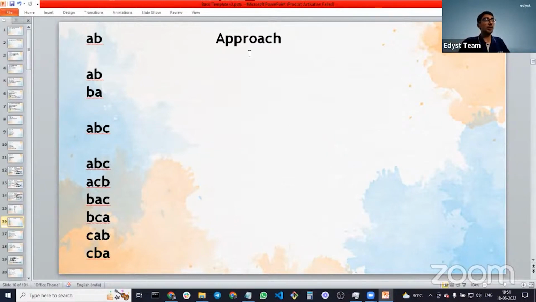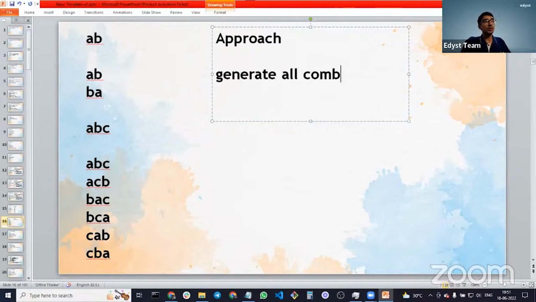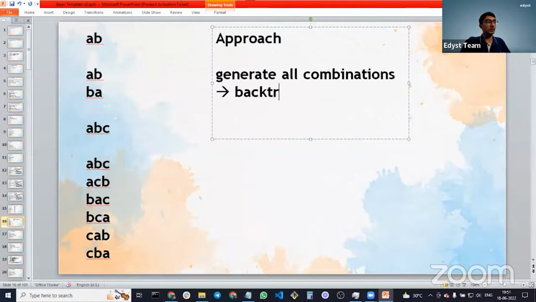Okay. So everybody, this is typical. How do you even know, first of all, that this is backtracking? I told you it's backtracking, but how do you even know? Whenever you have to generate all combinations, you know that it's a backtracking question. Whenever you have generate all combinations, 99% of the time it's a backtracking question.